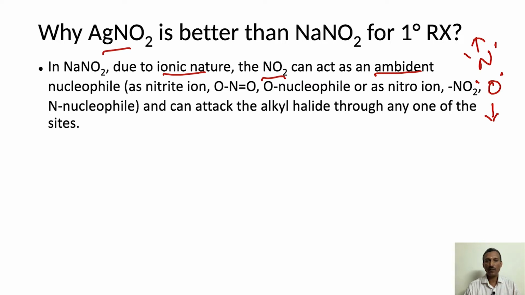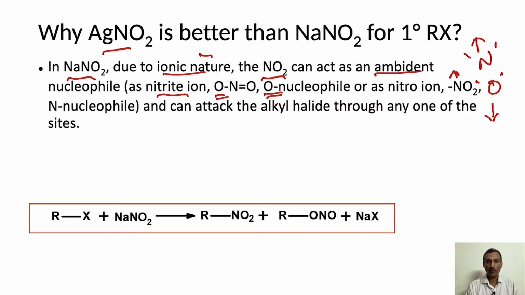That is the reason we have two different types of product formed when we use sodium nitrite as the nitrating agent. As I have mentioned, the nitrite ion has an oxygen-centered end. That means the oxygen attacks the alkyl halide to give the alkyl nitrite as the product, so here we have oxygen as a nucleophile. And when we use the other part, the nitro part, where the nitrogen is acting as a nucleophile, we end up with our required nitro product. So these are the two possibilities happening due to the ionic nature of NaNO₂.